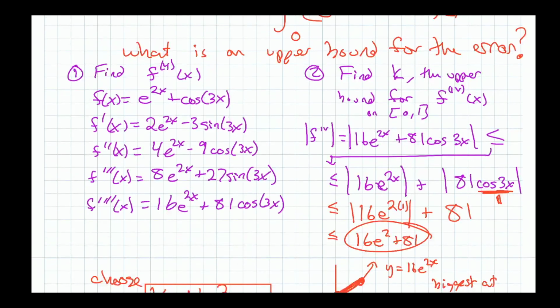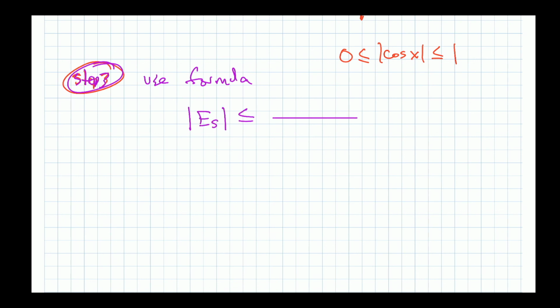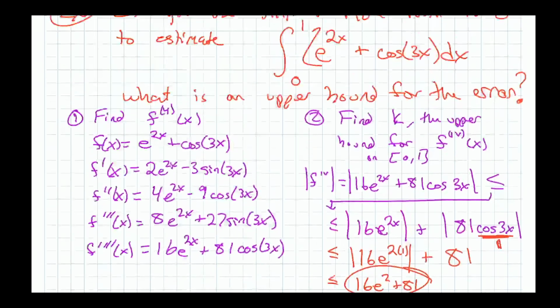What color were we using? Purple. So step 3, use the formula. So the formula was the error bound for Simpson's rule is less than or equal to k, because we called it k for some reason, times (b minus a) to the 5th over 180 n to the 4th. Is that right? Yeah, that's right. So what are our numbers? The a is 0, the b is 1, because we're going 0 to 1. What was the n? They gave it to us. 8.